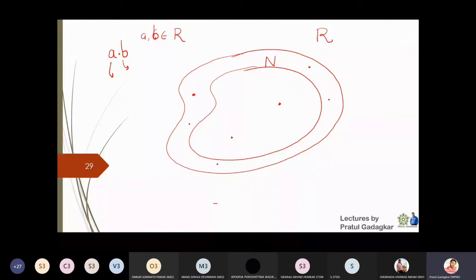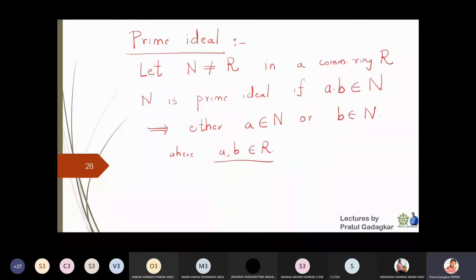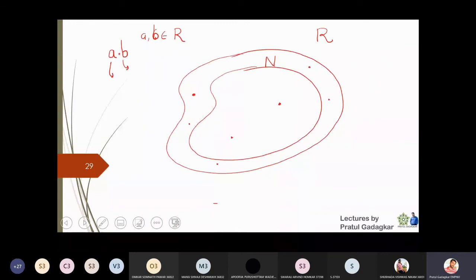See the definition carefully. I'll go back to the definition. The definition is saying what? A and B are any elements in the ring. But what is the speciality? A and B are anywhere, but A multiplied by B is coming inside the ideal.